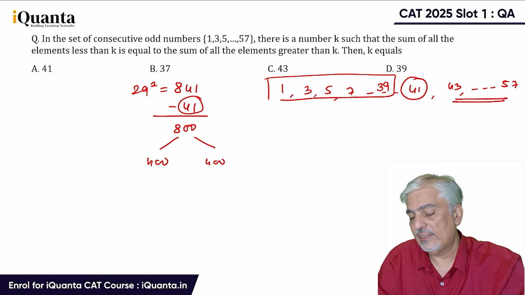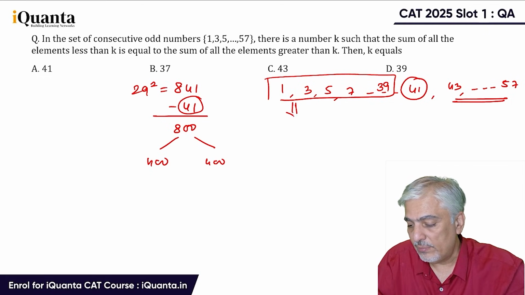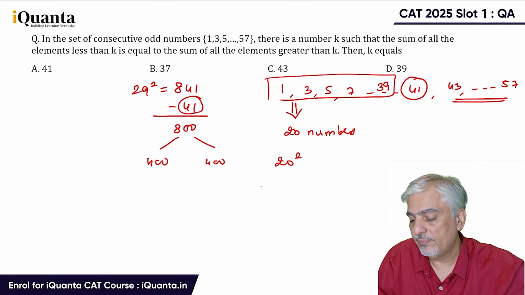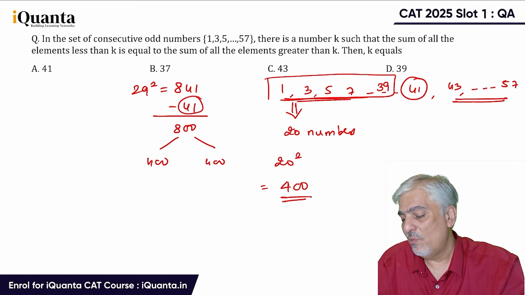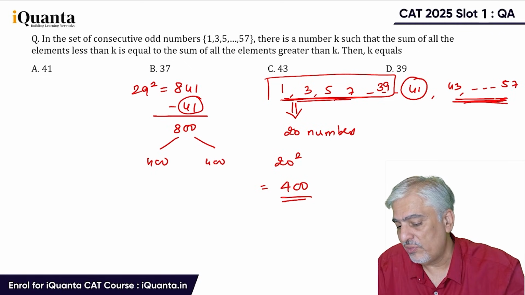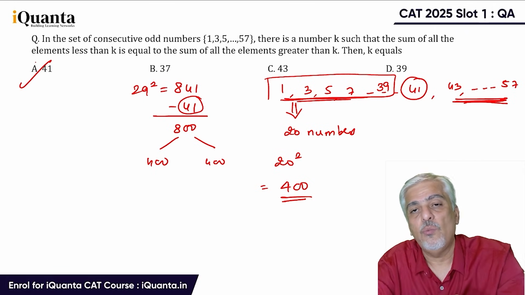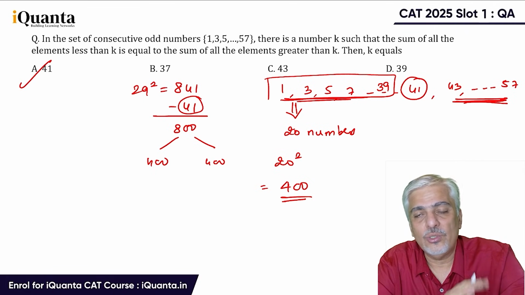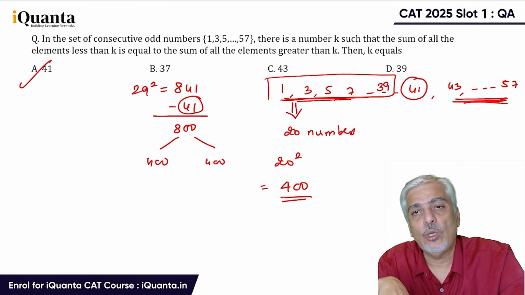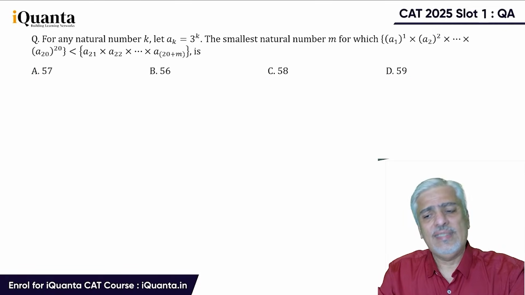How many numbers are these? If you check, these are exactly 20 numbers. And because they are 20 numbers, their sum is 20 square, which is 400. So the sum of these numbers is 400. Obviously, after that, you should not waste your time checking the sum of these squares. Answer is 41. Pretty interesting question. Don't try any other stunts. Simple with options and you should have got it. Let's have a look at the next question.